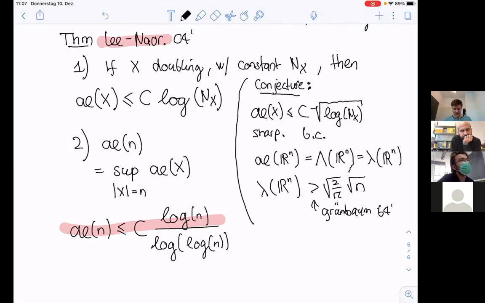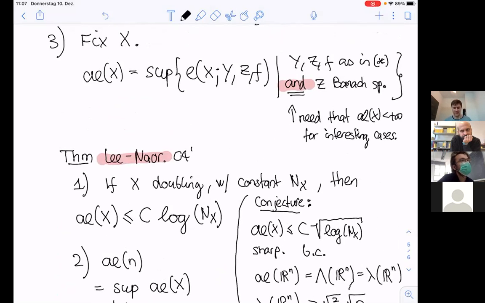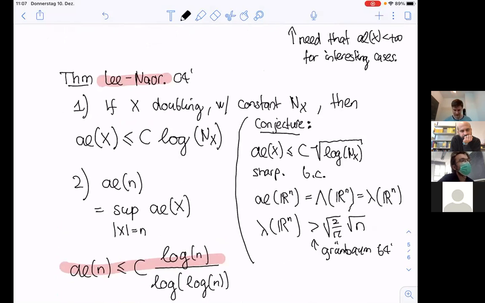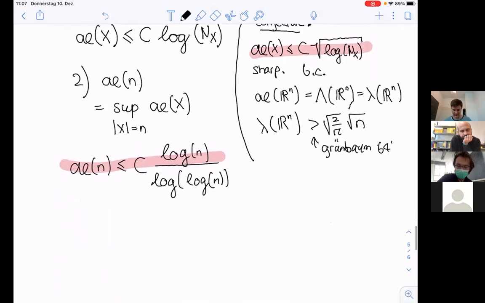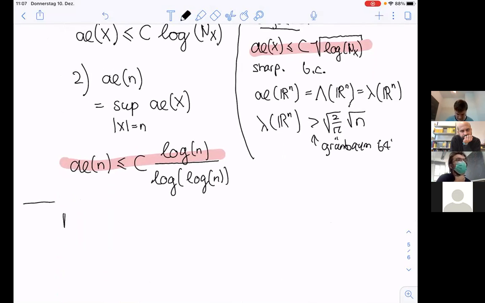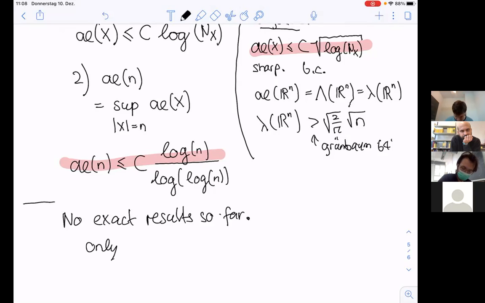Now I also talked about this absolute extendability constant, and there are very strong asymptotic estimates with a conjecture which I really believe to be true. So this would be sharp. There are some lower bounds that come close to it. But what we don't have is exact results. So no exact results so far. Only AE(1) = 0 and AE(2) = 1 are known.